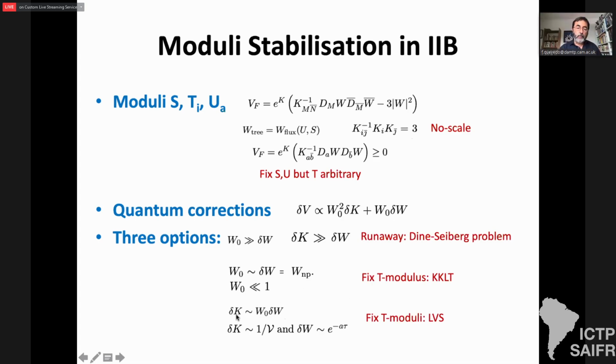But if you have more than one, then the delta K goes like one over the volume, but delta W goes like the exponential of another modulus, e to the minus a tau. And so when you compare these two corrections to each other, you have to compare dynamically. When you minimize the potential, you get that the volume is exponentially large, and that's why it's called the large volume scenario.